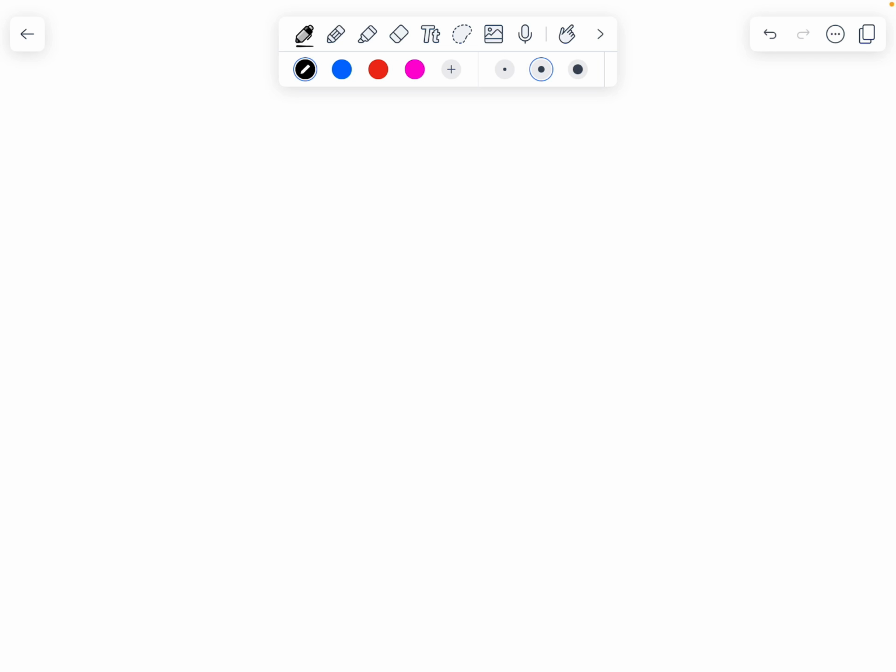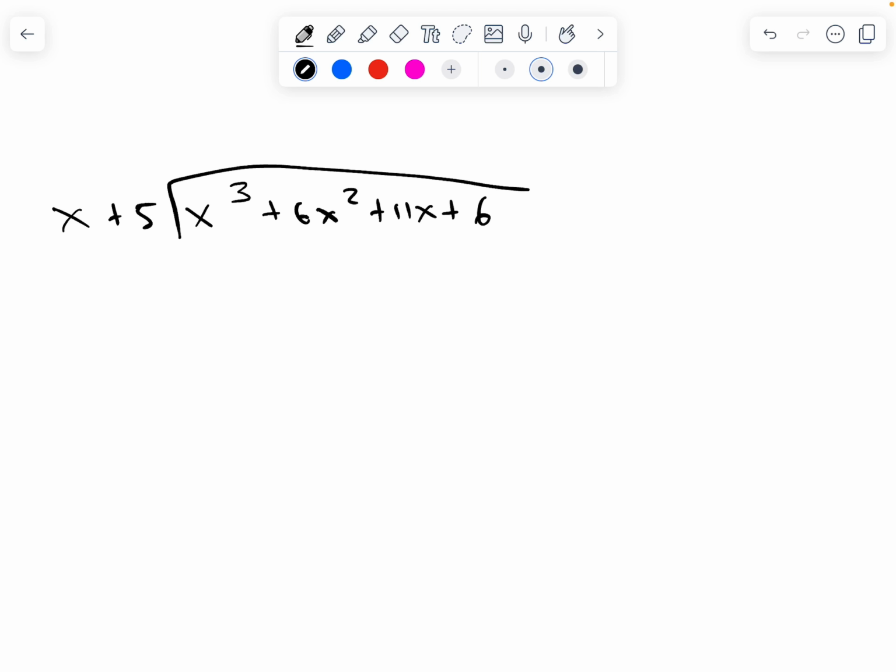Let's do this one. Let's get our polynomial. x cubed plus 6x squared plus 11x plus 6. And we're going to try dividing this thing by something that won't divide evenly. Let's do x plus 5. Okay, so when we divide it by x plus 5, we're going to put the x plus 5 right here. And we're asking ourselves, x times what is x cubed? And the answer to that is x squared. That x squared multiplies both of those guys. That's going to give us x cubed plus 5x squared.